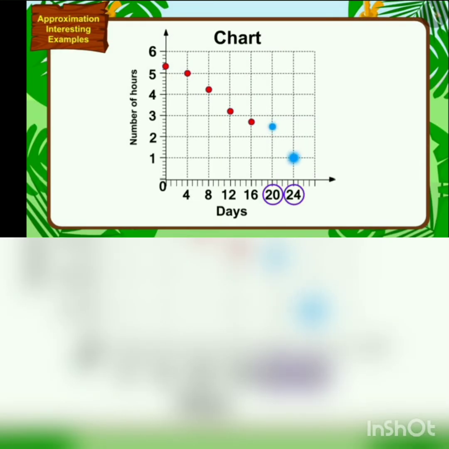The distance between the heights of the dots of the 20th and 24th days is the highest. Hence, the most time spent on the phone by children is cut between the 20th and 24th days, a cut of 1 hour and 30 minutes.